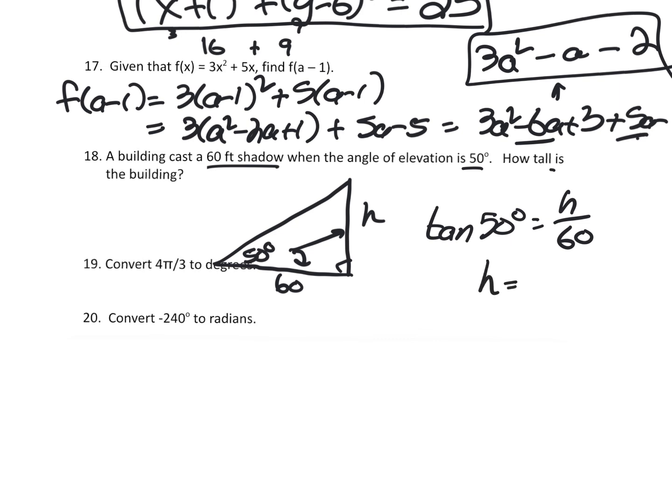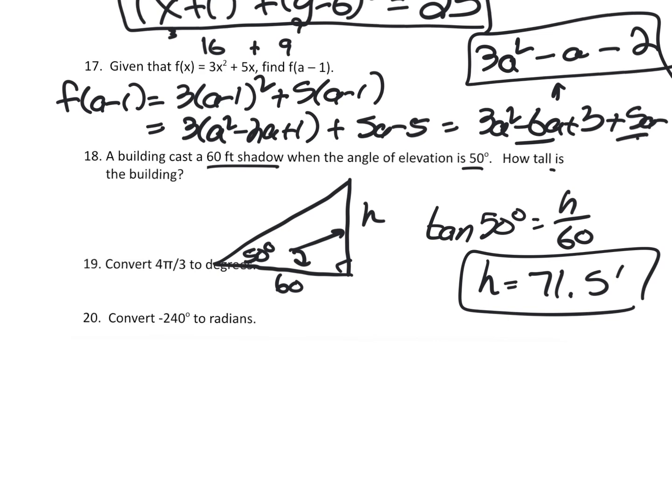We just changed to radians a second ago, so go to your mode. Go to degrees. Let's go tangent. I'm going to go 60 times tangent 50. All you got to do in your calculator. And I get 71.5 feet. And that's it. That's how tall the building is.